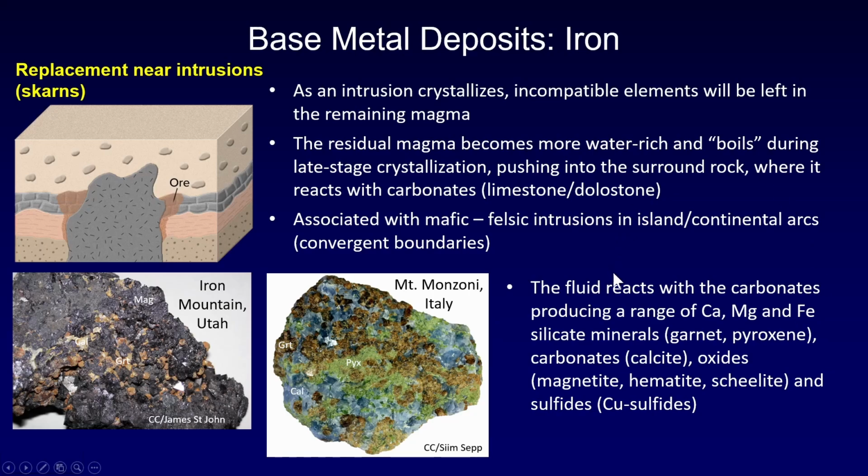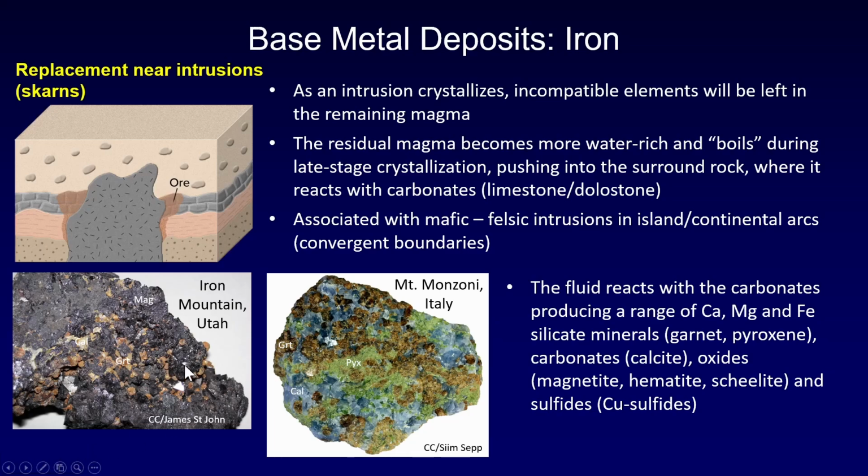So the reaction between the fluid from the intrusion and the carbonates produces a range of calcium, magnesium, and iron silicate minerals. So you're going to see garnet and pyroxene quite commonly in skarns. You're also going to see carbonate minerals forming. You're going to see oxide minerals forming, such as magnetite and hematite, those are iron oxides, or scheelite, which is tungsten oxide. And you're also going to see some sulfides forming, such as copper sulfide.